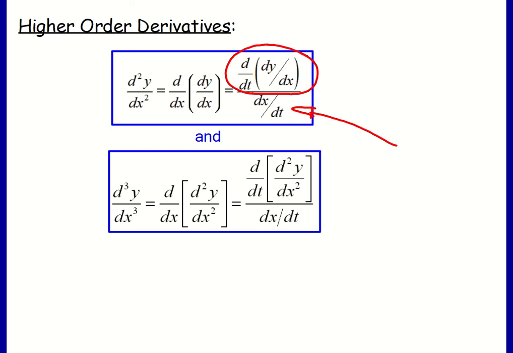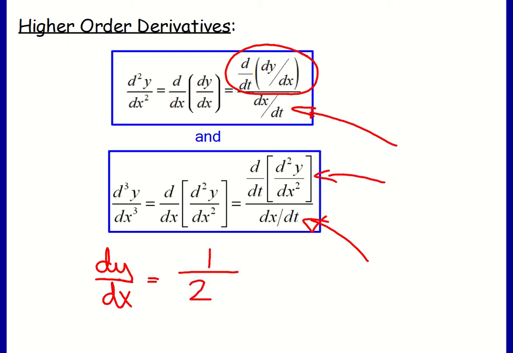I don't know that you would ever be asked to find a third derivative, but if you were, it would be the same thing. You would take the derivative with respect to t of the second derivative, and then you would have to divide by dx/dt again. So in our example that I was showing you, we had dy/dx was, let's go back up and see what that was, 1 over negative 2t.